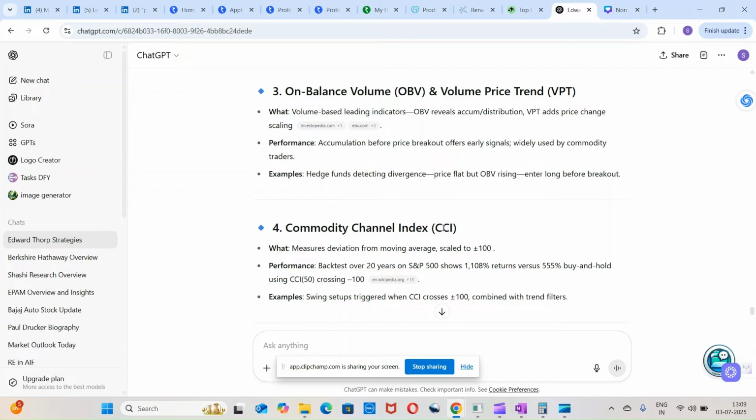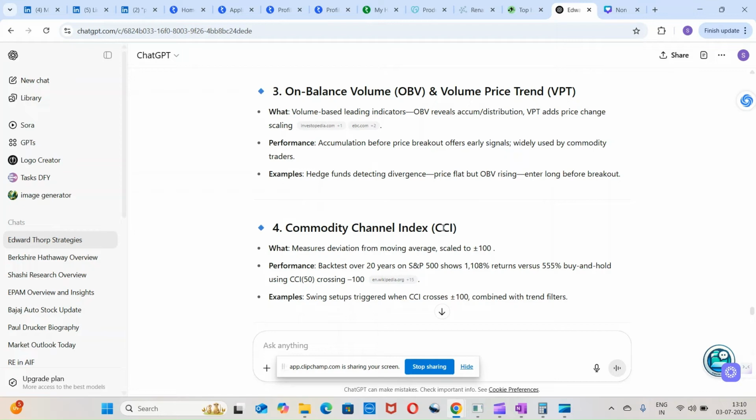The performance of these indicators is that accumulation before a price breakout offers early signals, especially when you use them in a longer time frame, and they're widely used by commodity traders. Hedge funds detect divergence using these indicators. The price is flat in the chart, but OBV is rising. This is the divergence they look for. Then they enter a long position before the breakout.